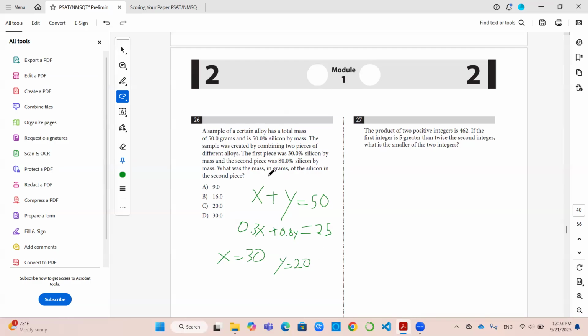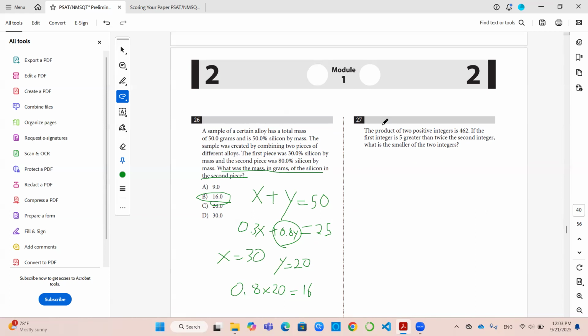And I want to see what the mass in grams of the silicon in the second piece is. So it's this guy here. So 0.8 times 20 is equal to 16. So B is the correct answer.